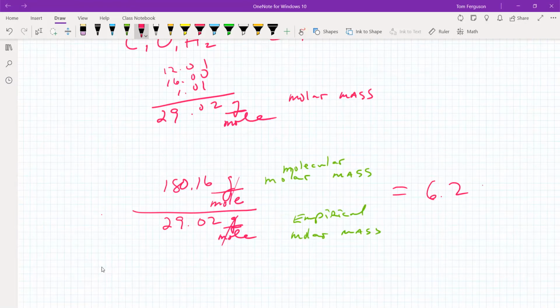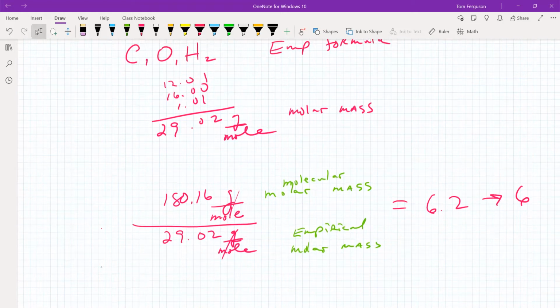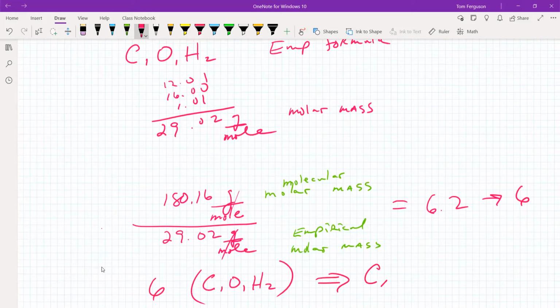Okay, or 6. So that means we are going to multiply everything, excuse me, in the empirical formula subscript wise by 6. We have C1, O1, H2, all by 6. So that's C6, O6, H12, which is the official ratio of most simple sugars in our biological system. That's called a hexose, hex meaning 6. All right.